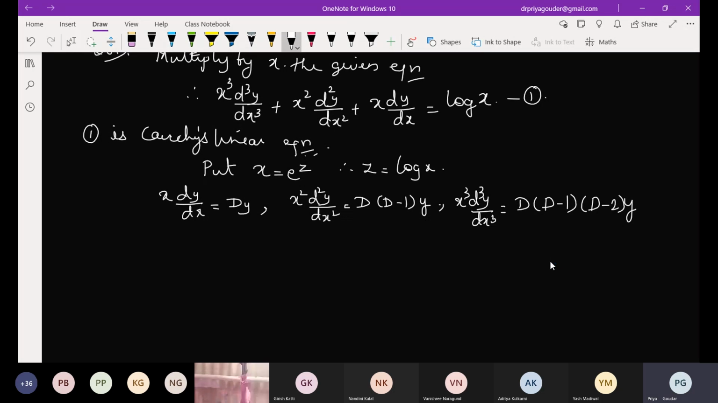Okay, now the RHS part is log x, and we have already taken log x as z. So not to worry, the RHS part can now be taken up. Let us take the substitution in equation 1. The third order is written as D into D minus 1 into D minus 2 into y, plus the second order, D into D minus 1 into y, and the first order is Dy.